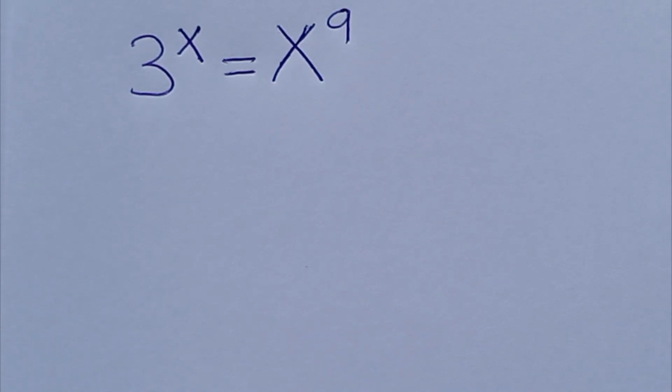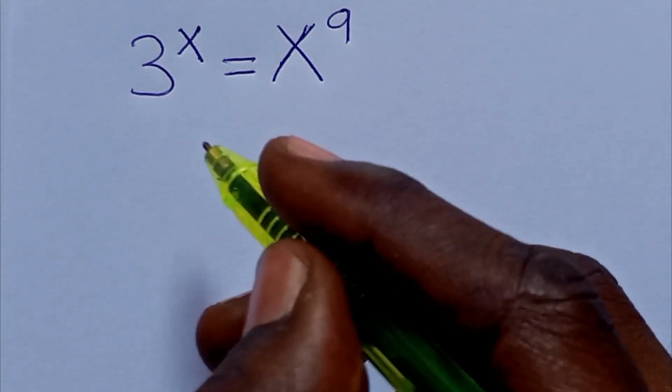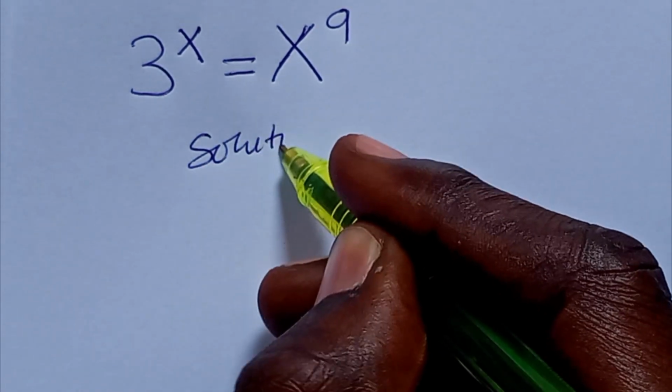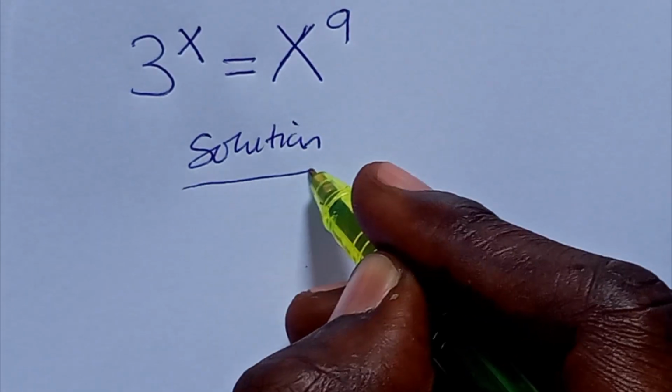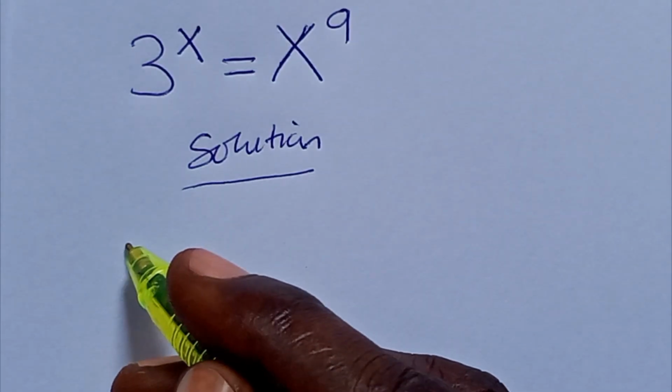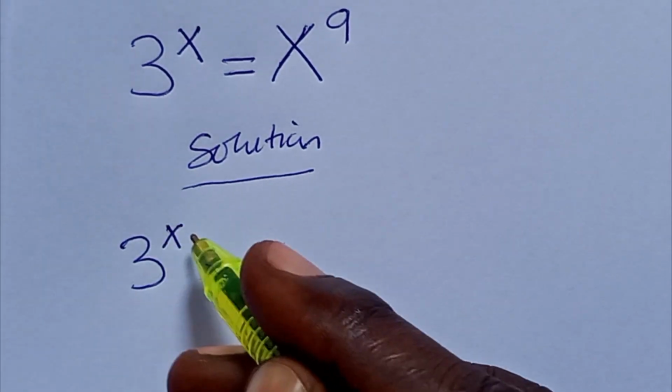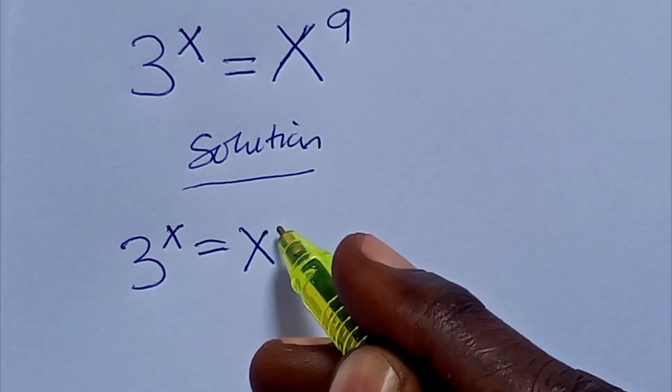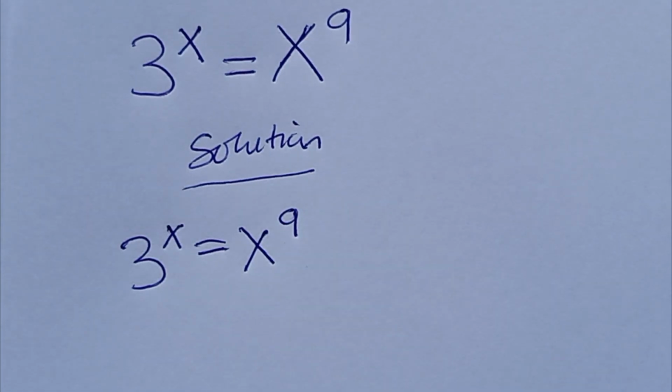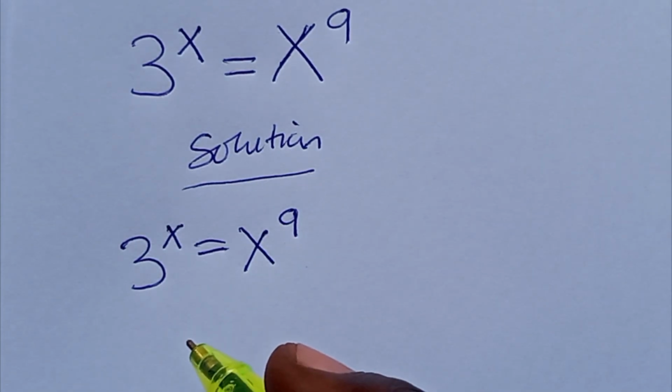We're asked to find x in the above. So, solution. Let's write down the question: 3 to the power of x equals x to the power of 9. So what we can do today to find our answer.